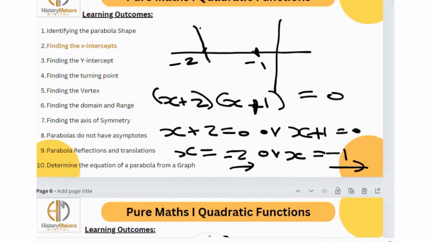Okay, so typically you'll have a graph going this way, where you have your x value being -2 and your other x value being -1. Okay, and this point will be -1, and then the second intercept will be -2. So that is what you'll find in terms of finding the x-intercept and also how you'll plot it.